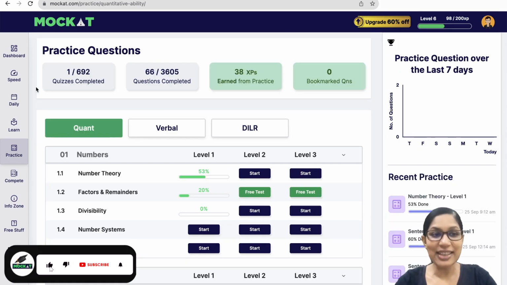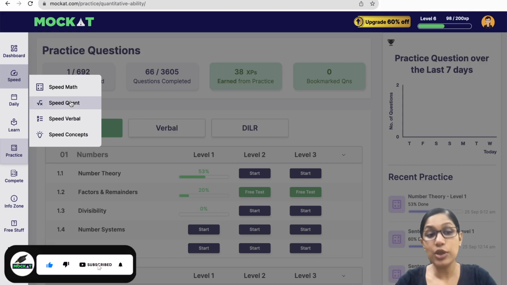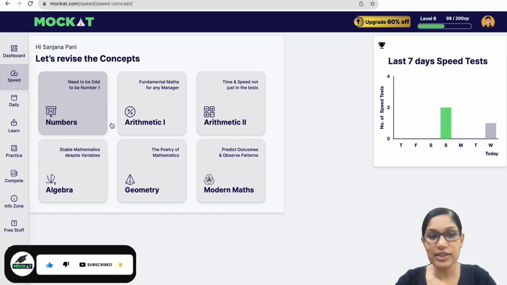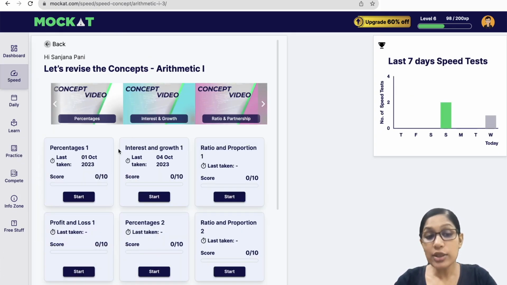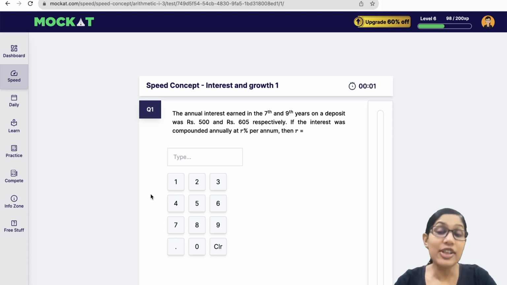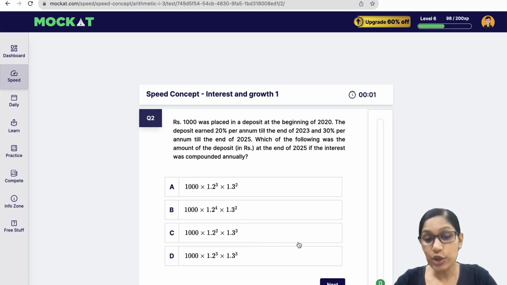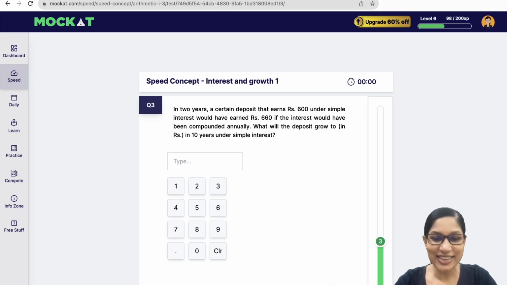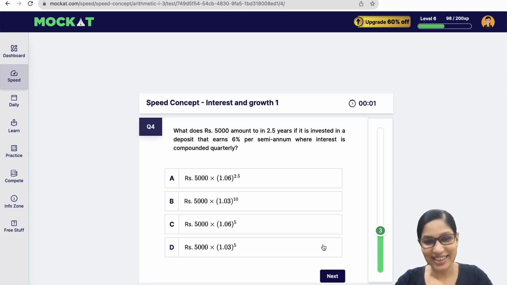But something unique that we have is speed math, speed quant, and most important, speed concepts, where you're going through questions and you're solving them, and you can probably get an 8 or a 9 or even a 10 out of 10 if you've understood the concept well. And that is what you need for you to get into and really understand quant conceptually and get high scores.